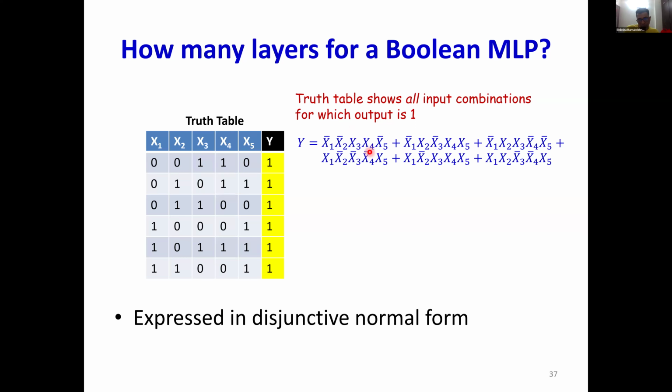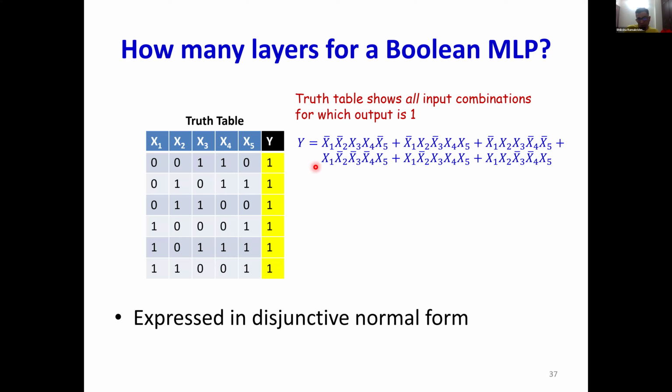The second clause similarly is going to take the value 1 anytime the input takes the pattern 0, 1, 0, 1, 1. This one takes the value 1 when the input becomes 0, 1, 1, 0, 0, because it's not x1, x2, x3, not x4, not x5. Similarly, this one is going to be x1, not x2, not x3, not x4, x5.